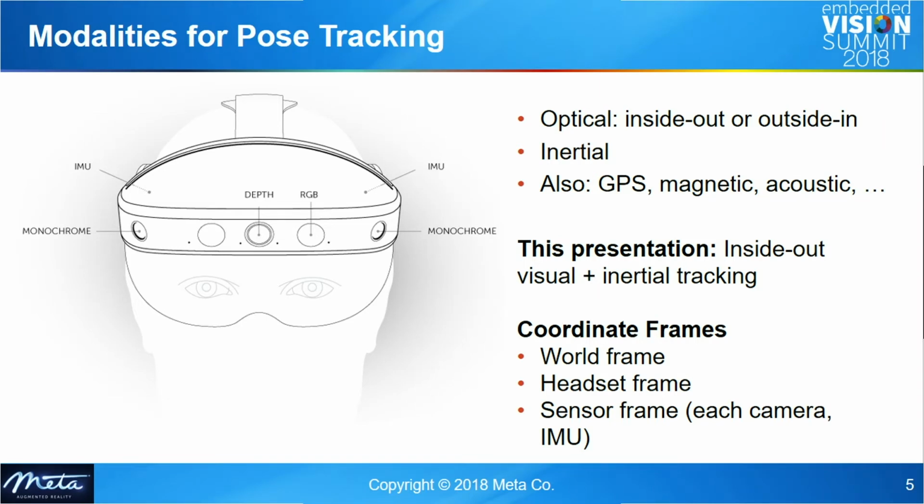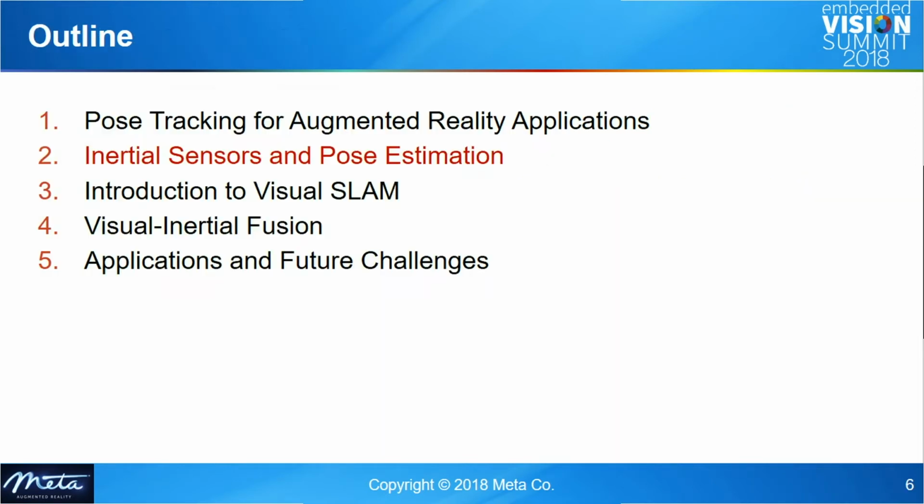Also, you could use other modalities such as GPS, magnetic sensing, acoustic sensing, and so forth, but we won't talk about those today, though. So with that, let's first look at inertial sensors. How could we use inertial sensors to get the 6 degree of freedom headset poses?